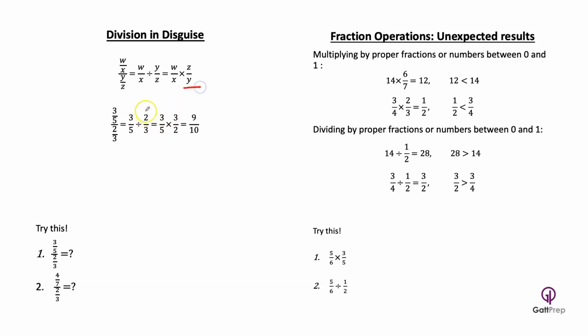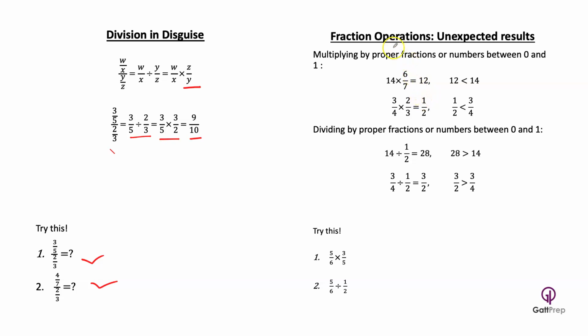right here. And then we have a typical example, 3 over 5 all over 2 over 3, and it becomes 3 over 5 divided by 2 over 3, and then you can turn this into a multiplication problem, switch the position, change the symbol to multiplication, and then boom, you have 9 over 10. Try your hands on these two right here.